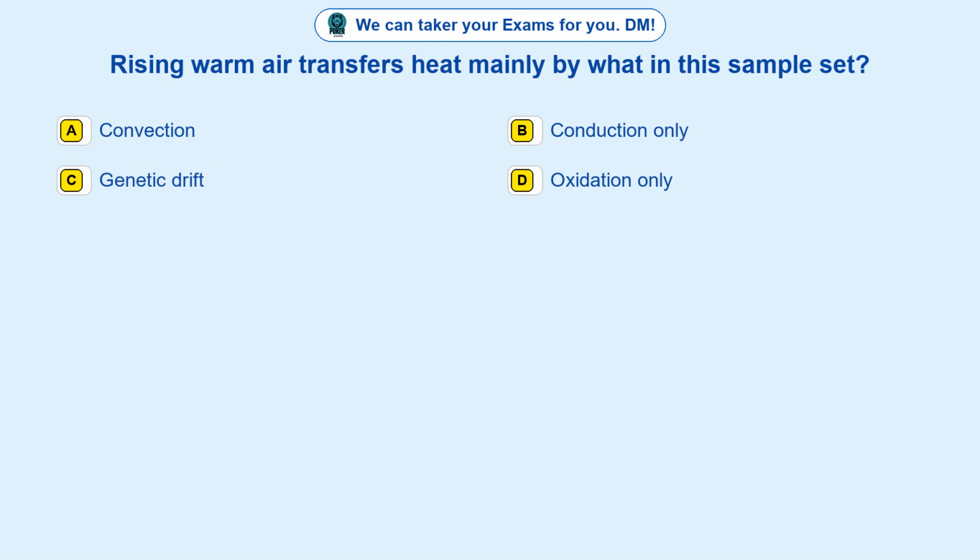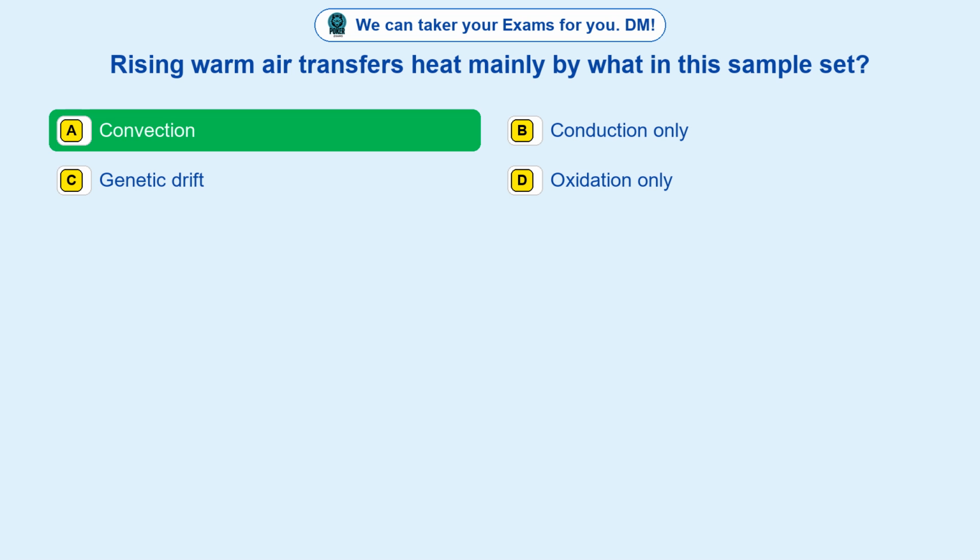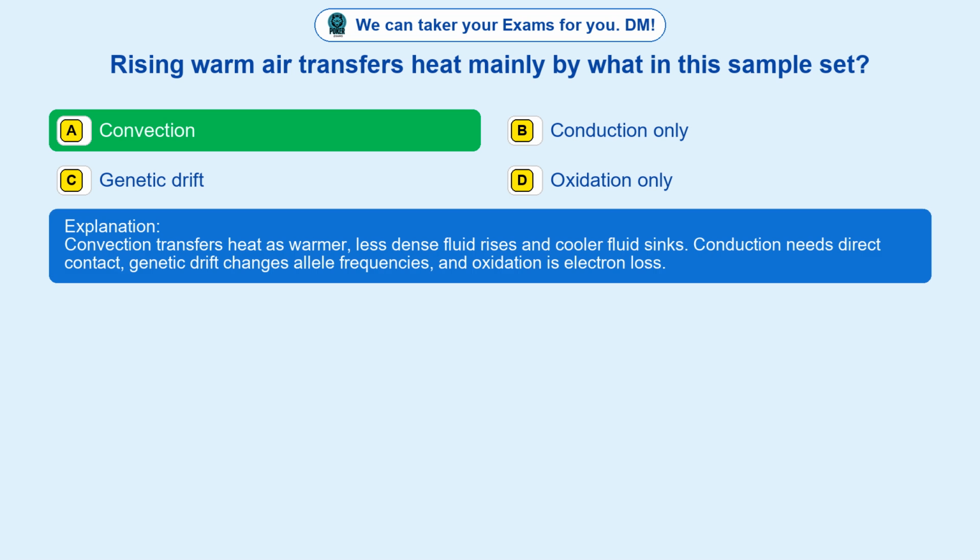Question 76. Rising warm air transfers heat mainly by what in the sample set? Option A, convection. Option B, conduction only. Option C, genetic drift. Option D, oxidation only. The correct answer is option A. Convection. Convection transfers heat as warmer, less dense fluid rises and cooler fluid sinks. Conduction needs direct contact, genetic drift changes allele frequencies, and oxidation is electron loss.